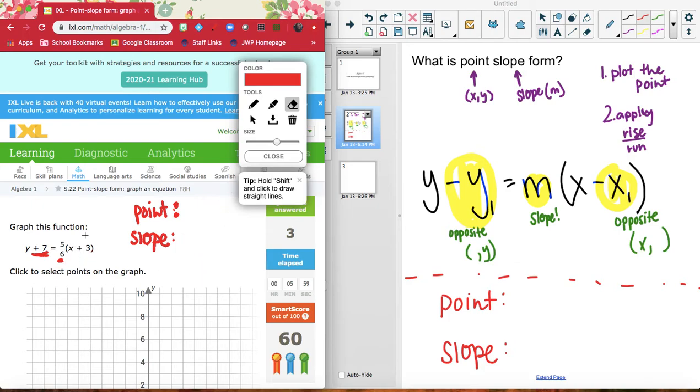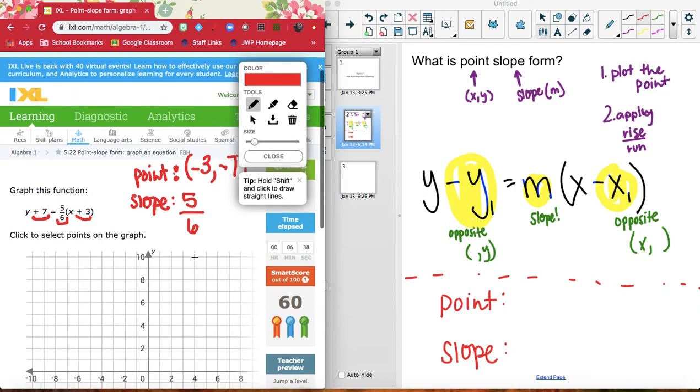We'll do this one, and this will be the last one. So y plus 7 equals 5/6 x plus 3. First, identify my point. For the x value, it's what's in parentheses with the x, but the opposite. So it's plus 3, my x value is a minus 3. My y value is what's with the y, but the opposite. Since it's plus 7, my y value is minus 7. The slope is what's being multiplied, so 5/6 in this case. We like it when it's a fraction.